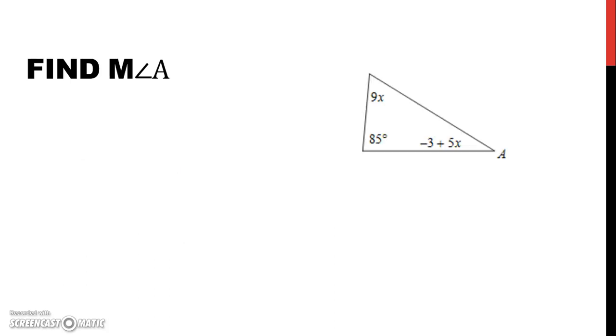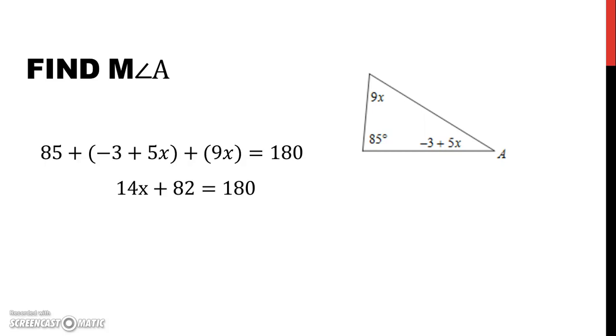So here, angle A, first we've got to find out what x is. We combine everything: 9x plus 85 minus 3 plus 5x equals 180. Combine like terms, we get 14x plus 82. 14x is 98, therefore x is 7. And what's angle A? Angle A is 5 times 7 minus 3, which is 32 degrees.